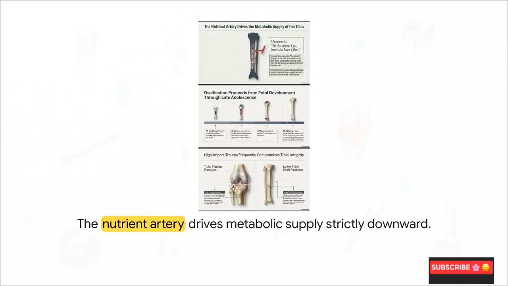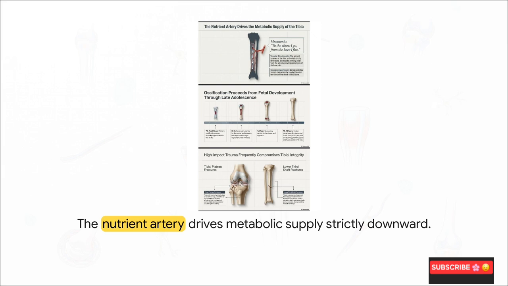So how does this massive bone stay alive? The primary metabolic driver is the nutrient artery, and there's a strict, really fascinating downward directionality to this vessel. You might remember the classic anatomical mnemonic, "To the elbow I go, from the knee I flee." Because the most actively growing end of the tibia is up near the knee joint, the nutrient foramen is deliberately directed downward, pointing away from the knee.